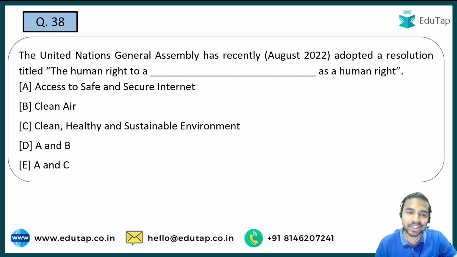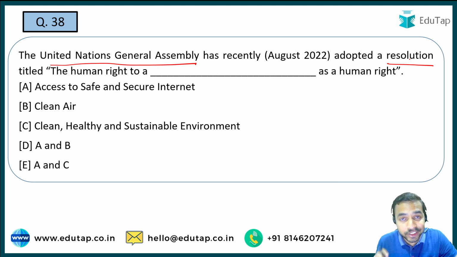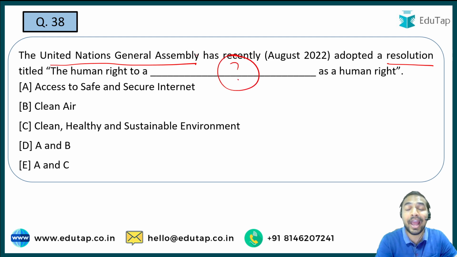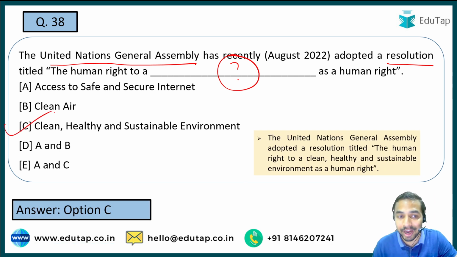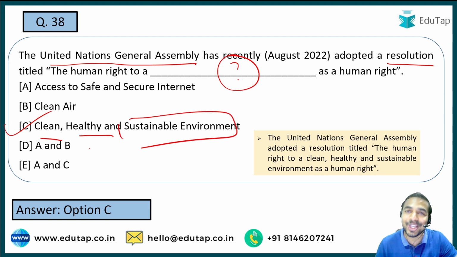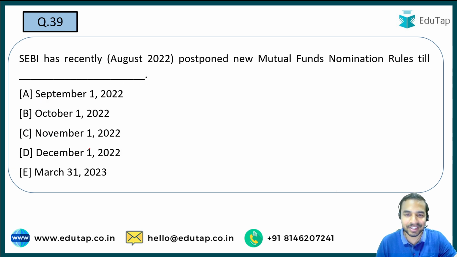Let's move on to the next question. United Nations General Assembly has recently adopted a resolution. See guys, whenever a United Nations General Assembly is held, you are required to remember that a resolution or a declaration is adopted, and you are always required to remember the name of that resolution or declaration. This question is on similar lines. So here you are required to fill in the blank with the appropriate option. And guys, here the right answer is clean, healthy and sustainable environment. That means the name of the resolution was the human right to a clean, healthy and sustainable environment. So this is the resolution which was adopted during the United Nations General Assembly. Let's move on to the next question.